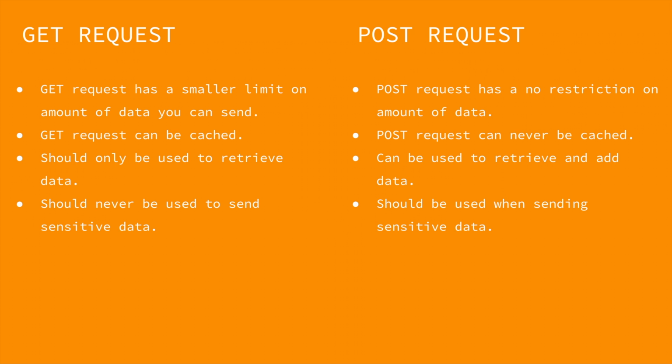Another big difference is that a GET request can be cached, which means the response can be stored somewhere and it increases performance, versus a POST request which is never cached, or ideally it should never be cached. A GET request is only used to retrieve data as I explained in my example, and a POST request can be used to retrieve and add data to a database or a server as well.